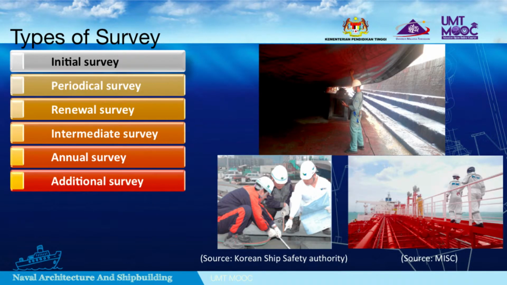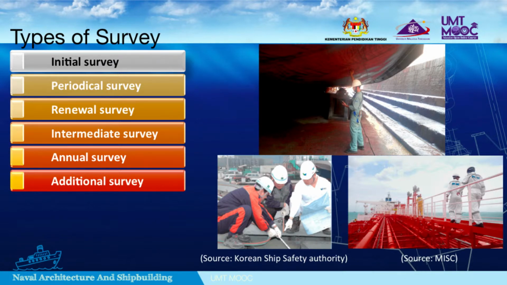In general, the classification survey are divided into several categories, which are initial survey, a complete inspection of all the items concerning the particular certificate before the ship is put into service to make sure they possess satisfactory condition and are capable of carrying out the service for which the ship is intended. Periodical survey, an official examination of the item relating to the particular certificate to ensure that they are meeting the requirement and are fit for the intended service.